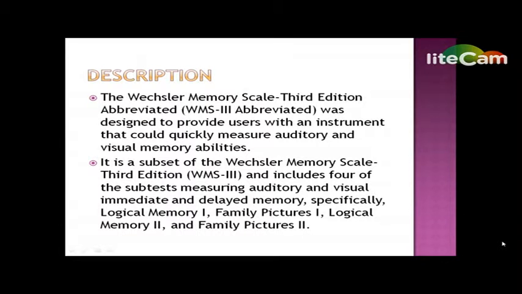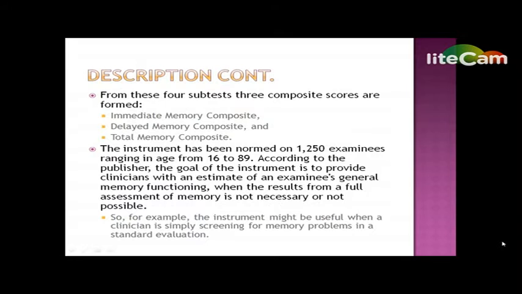So, a description of the scale. The Wechsler Memory Scale, 3rd edition, abbreviated, was designed to provide users with an instrument that could quickly measure auditory and visual memory abilities. It is a subset of the Wechsler Memory Scale 3rd edition, and includes only 4 of the subtests measuring auditory and visual immediate and delayed memory, specifically Logical Memory 1, Family Pictures 1, Logical Memory 2, and Family Pictures 2.